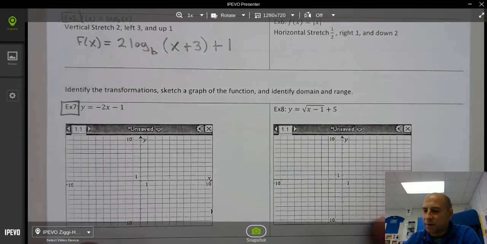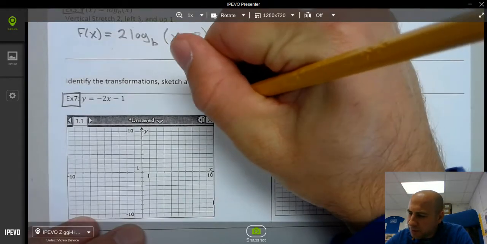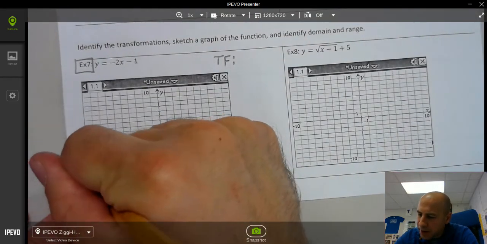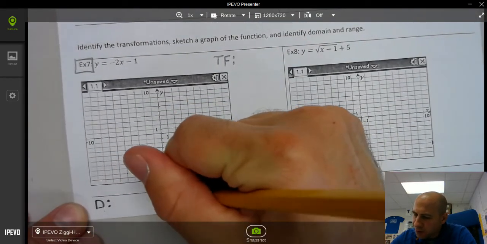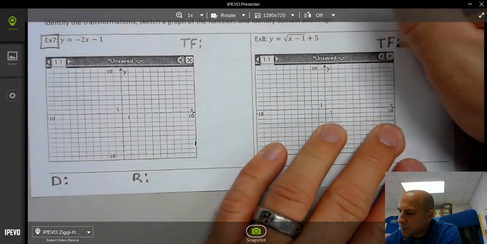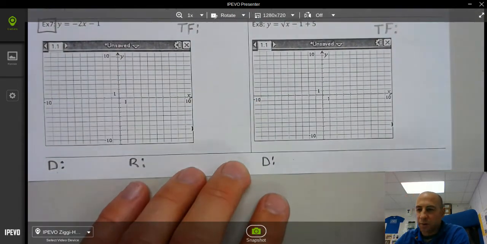All right, example 7. Identify the transformation, sketch a graph of the functions, and identify domain and range. All right, so I left off some things in here, so let's go ahead and add that. So I'm going to put TF for transformation, and I'm going to write D for domain and R for range on the bottom. And let's go here. And domain and range.